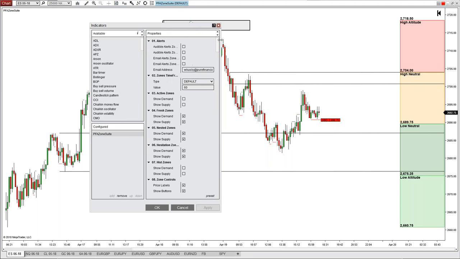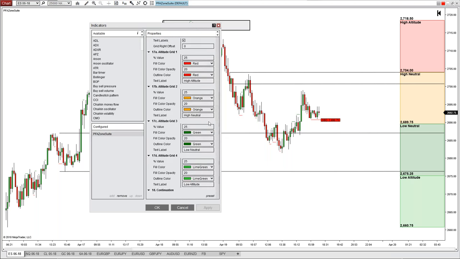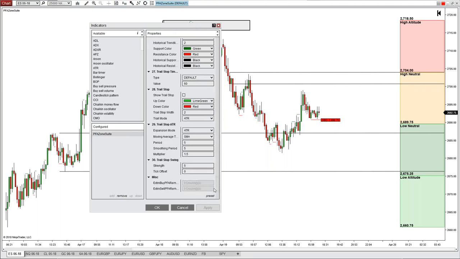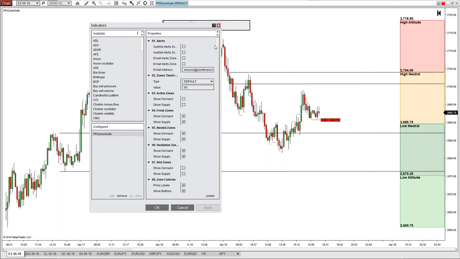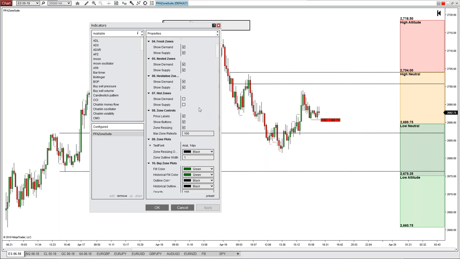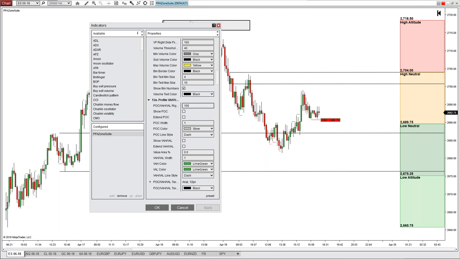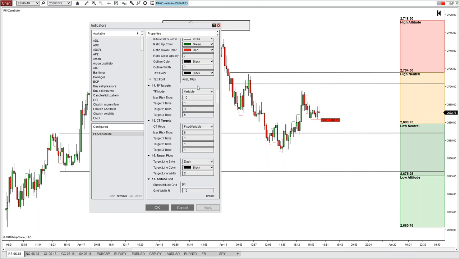So if I look right here, here's our zone. As you can see it, right? Don't get overwhelmed. Don't worry, because we really never need to come here. Okay. It's all done from the chart. But I will show you what you're referring to. The targets, for example, if we scroll down, right here. Notice where we have TF targets and CT targets. There are multiple options which you can use to determine your profit targets.